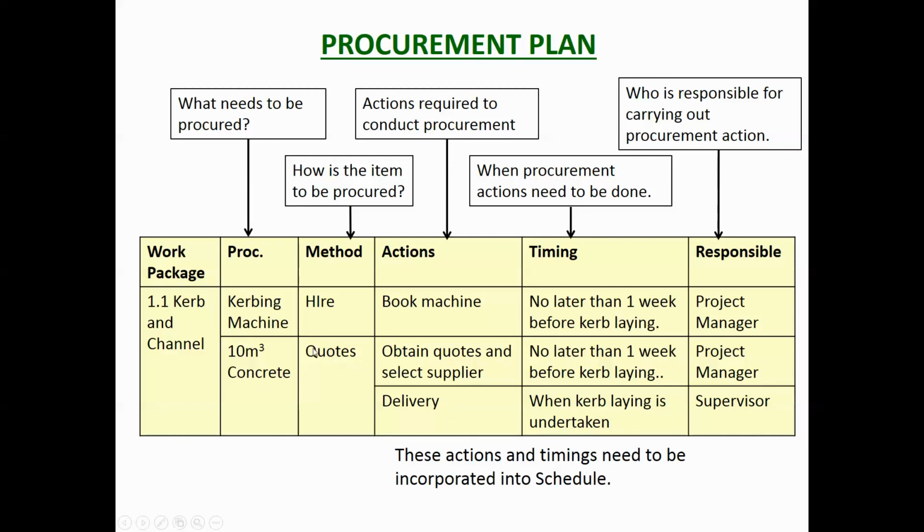Likewise with the concrete, we're going to go to quotes. We're going to talk to 3 different concrete manufacturers and obtain quotes. So we need to obtain quotes earlier, a week or 2 weeks before, decide who we're going to use, and then book them in, and then on the day that the delivery is going to happen, we're actually making sure that they're coming. So we say yes, confirming that we need that concrete delivered, and that's done by the supervisor. So once again, what you end up with from the procurement plan is just a to-do list, if you like.